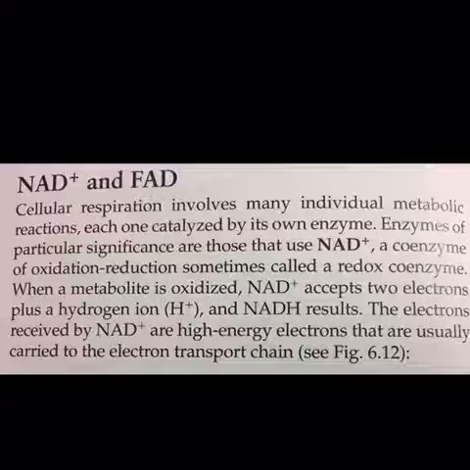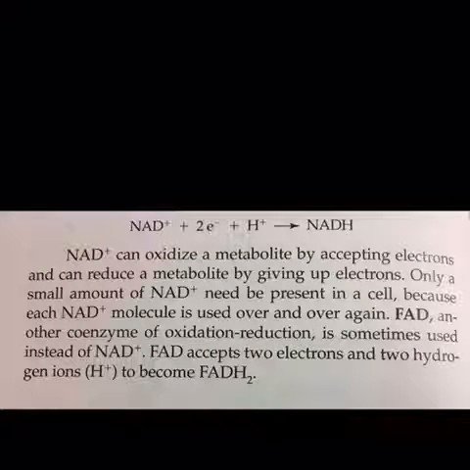NAD and FAD. Cellular respiration involves many individual metabolic reactions, each one catalyzed by its own enzyme. Enzymes of particular significance are those that use NAD, a coenzyme of oxidation-reduction, sometimes called a redox coenzyme. When a metabolite is oxidized, NAD accepts 2 electrons plus a hydrogen ion, and NADH results. The electrons received by NAD are high-energy electrons that are usually carried to the electron transport chain. NAD plus 2e plus H plus yields NADH.